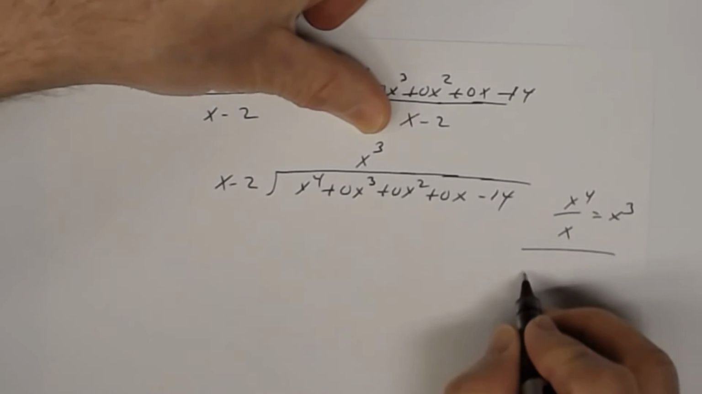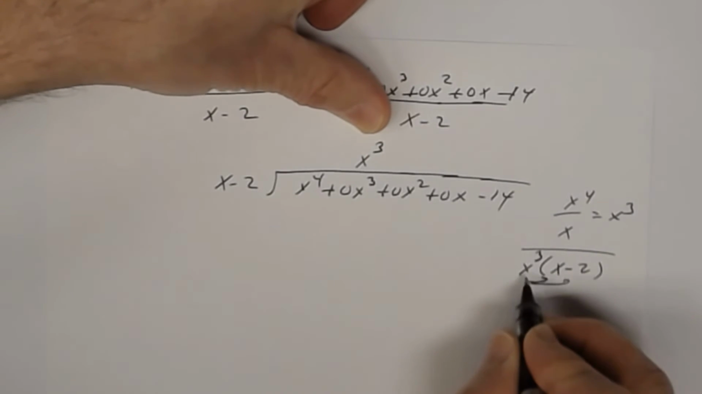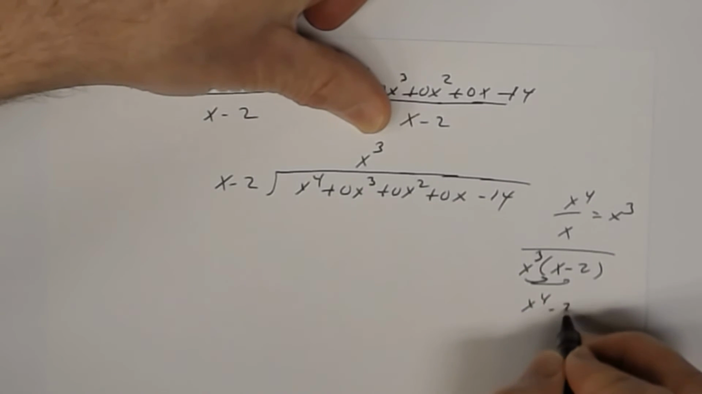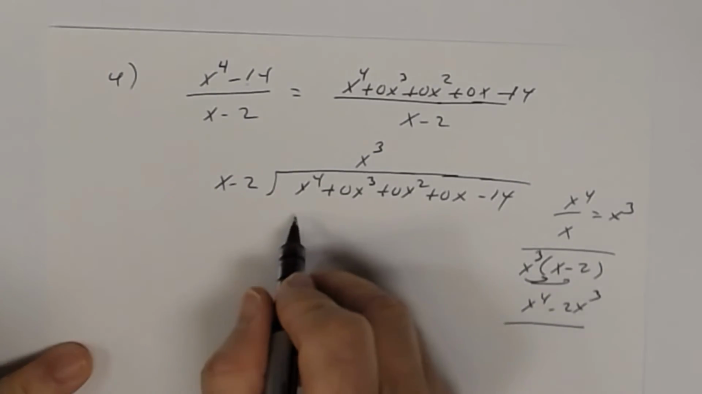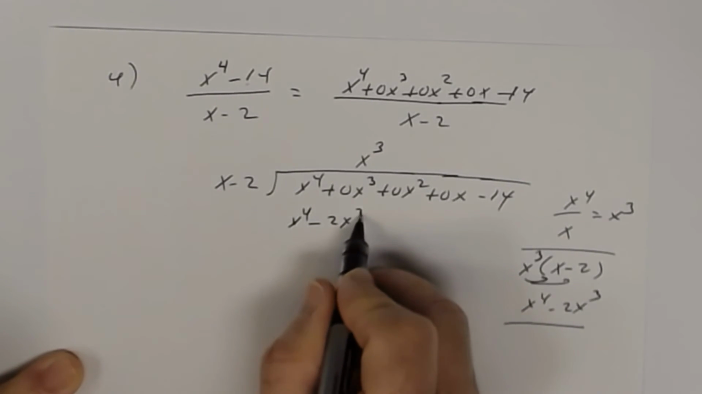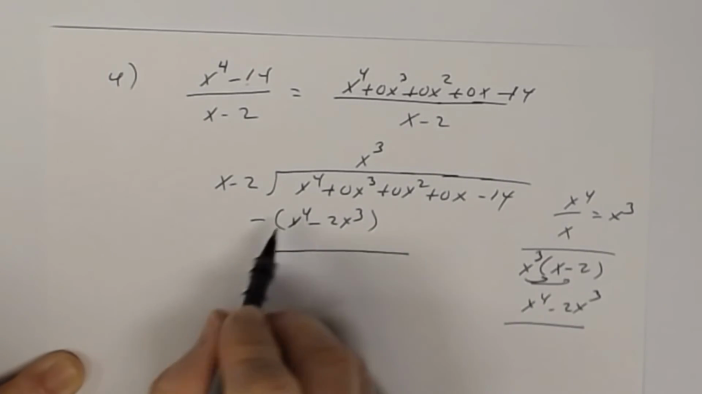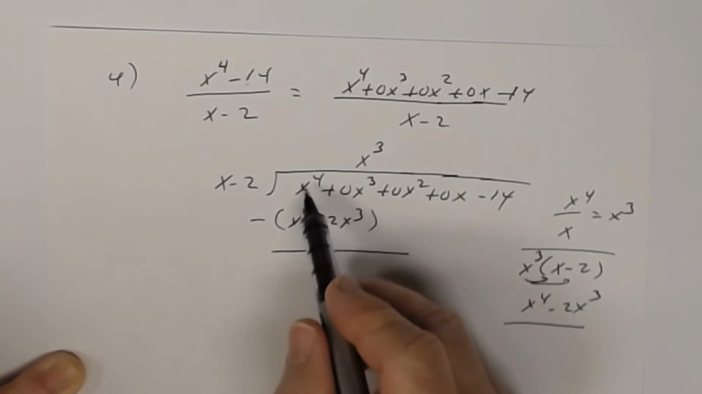So always double check. So that's x cubed times x minus 2. And if I distribute, x cubed times x is x to the fourth, and x cubed times a negative 2 is negative 2x cubed. So that goes here. So notice I have x to the fourth minus 2x cubed. Now be careful. So remember, the next step is to subtract this now. So you subtract this from this.